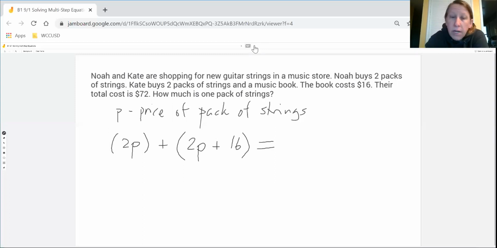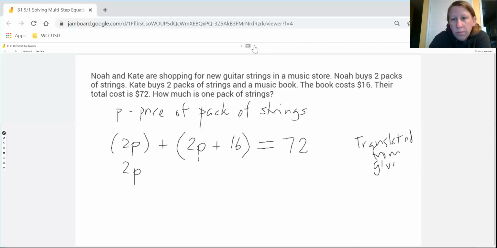A lot of times when we're doing money stuff, the total price goes on one side of the equation. So there's the total cost. And now I want to figure out how much a pack of strings is. So in this problem, this is sort of translated from the given problem. Okay, and the next thing we're going to do is basically let the parentheses go. In this problem, we don't need them because they're not multiplying anything. Okay, what do we do next?